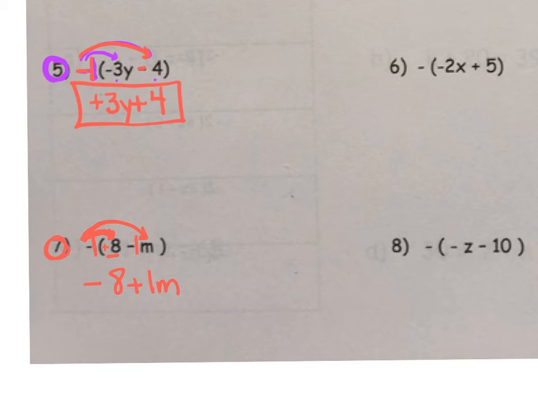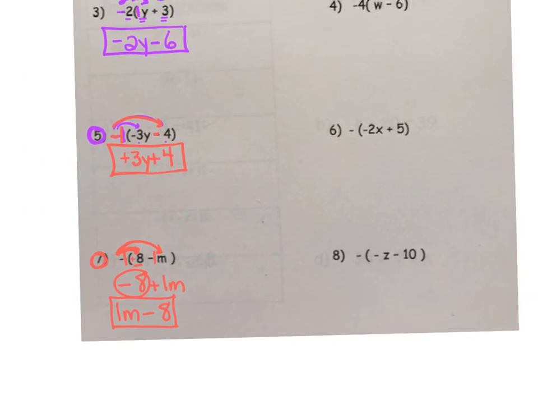+1m. If we would like to rewrite this in standard form, the variable would be written first, 1m, which is positive, and then our constant term, a loss of 8, would go second. This is your answer. It is a binomial.